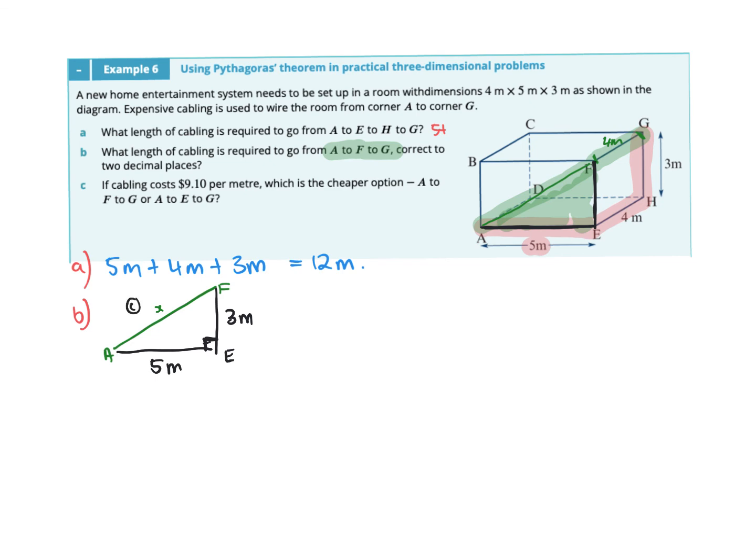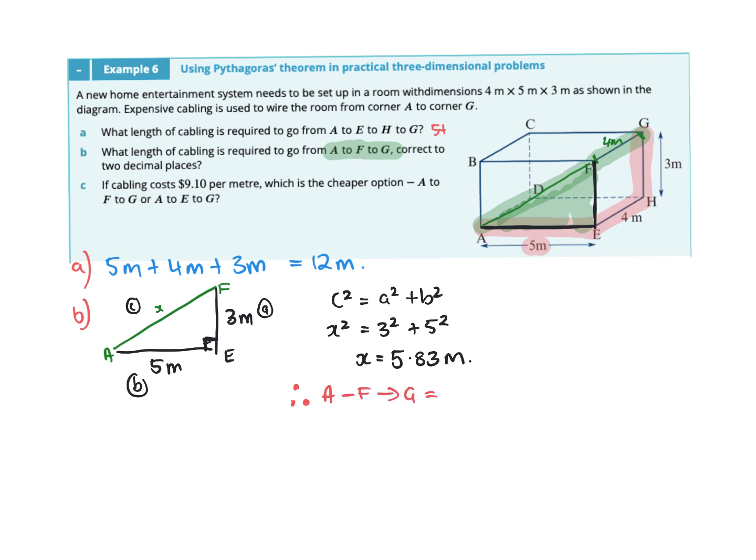So this would be C, this would be A, this would be B. So I've got C squared equals A squared plus B squared. X squared equals 3 squared plus 5 squared. Let's find out what X equals. It's correct to 2 decimal places, so I'm going to get X to 2 decimal places. So it's 5.83 metres.